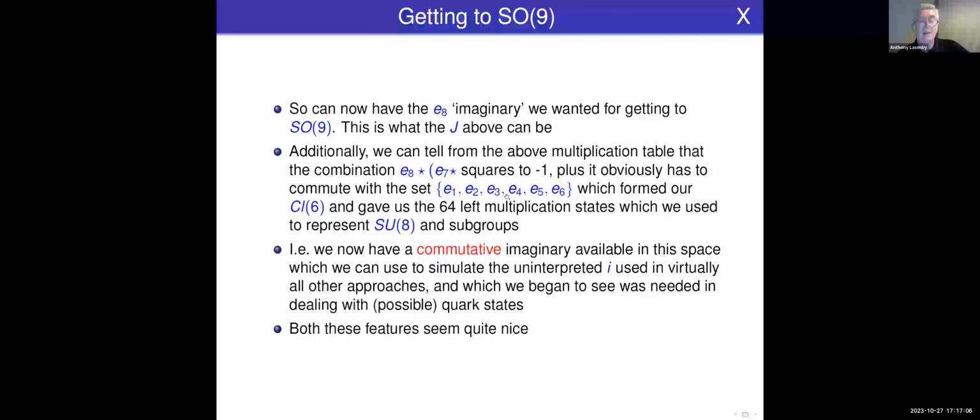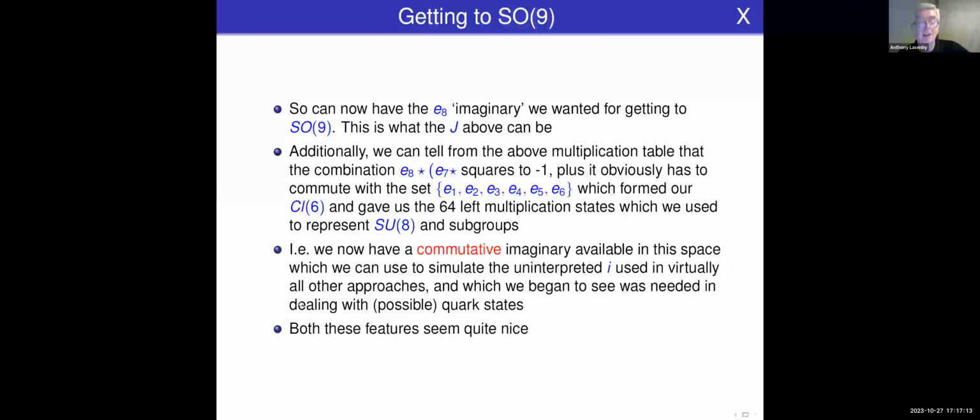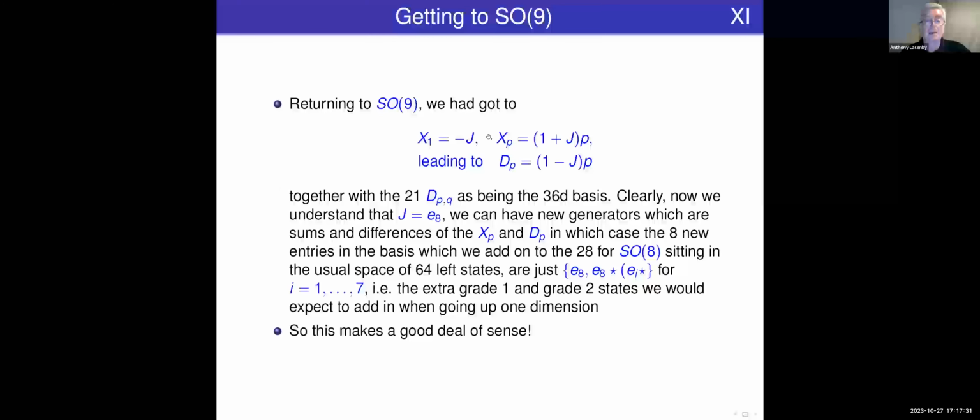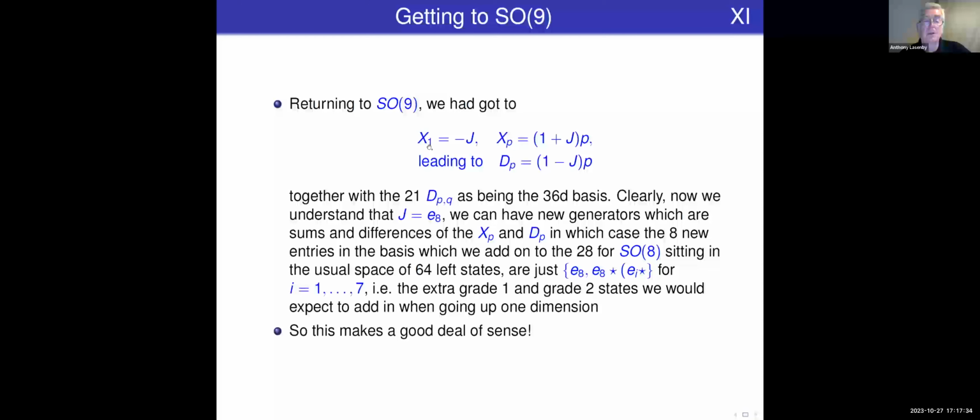So going back to what we did there, we now have a commutative imaginary available in the space, which we can use to simulate the uninterpreted i using virtually all other approaches, and which we began to see was needed in dealing with the possible quark states. So there are 2 things. Just E8 as an imaginary, it's anti-commutative and squares to -1, which is what we wanted that J to be. And in fact, returning to SO9, we got to this point: x1 is -j, xp is 1 plus j times p, leading to this, gp is 1 minus jp.